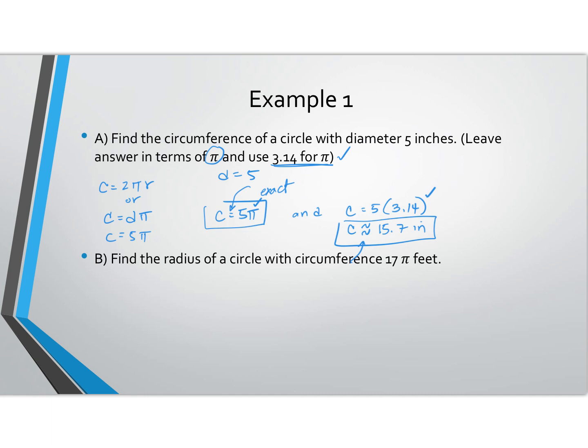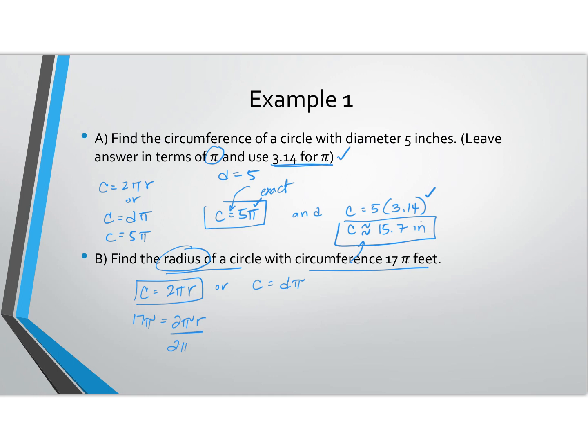Okay, so then we go to B, and it says find the radius of a circle with a circumference of 17 pi. So again, I know that my circumference is 2 pi r, or my circumference is diameter times pi. And in this one, since I'm looking for r, I'm going to use this formula. So I've got 2, I've got pi, and I've got r, and then it tells me that my circumference is 17 pi. So right now, if I'm solving for r, I need to isolate r.